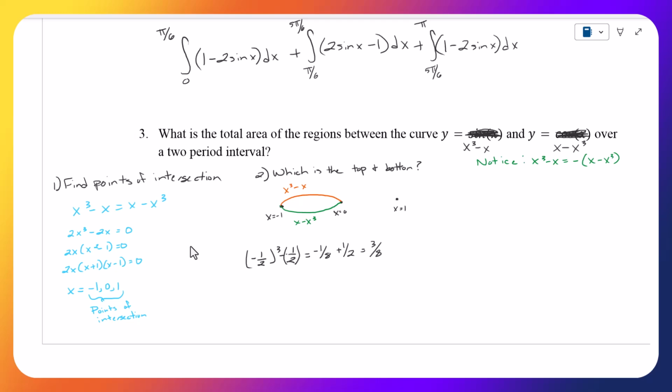Okay, and now let's check from 0 to 1. We're going to check positive 1/2 now. So (1/2) cubed minus 1/2. That's just 1/8 minus 1/2, which is just equal to -3/8. And again, this function here is just the negative version of this. Well, negative times negative is a positive. So our top function here is actually this x minus x cubed. And then our bottom function is the x cubed minus x.